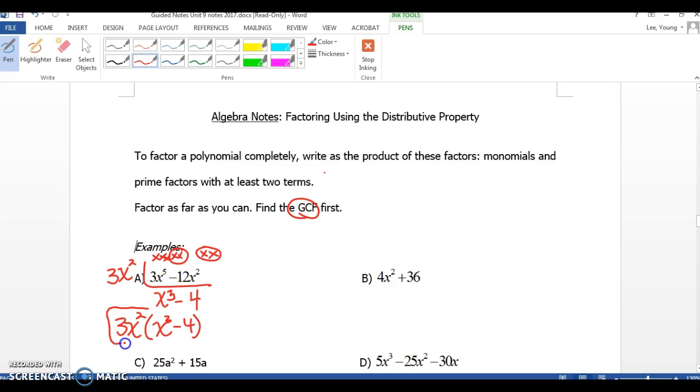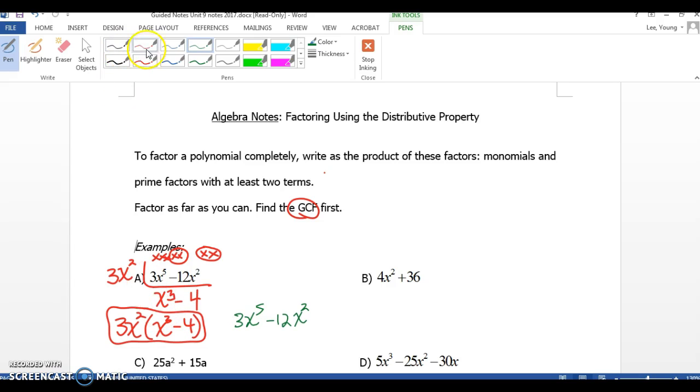This is the factored form of 3x to the 5th power minus 12x to the 2nd power. Does that make sense to you? Now, how do I check it? You don't have to do this every time, but this is one way to check it. You can distribute and see if you get this binomial. So, what's 3x squared times x to the 3rd power? 3x to the 5th power. And what is 3x squared times negative 4? Which is negative 12x to the 2nd power. Do you see? Then we go back to the original. So that's how you check it.